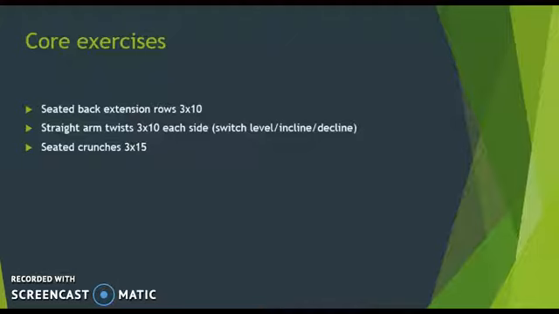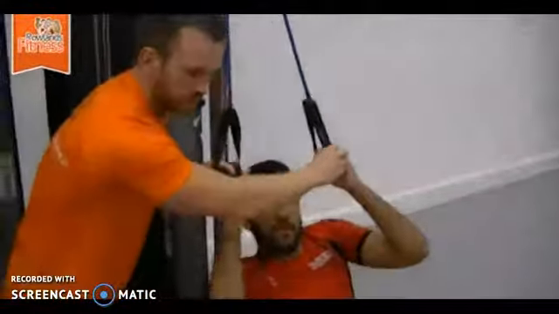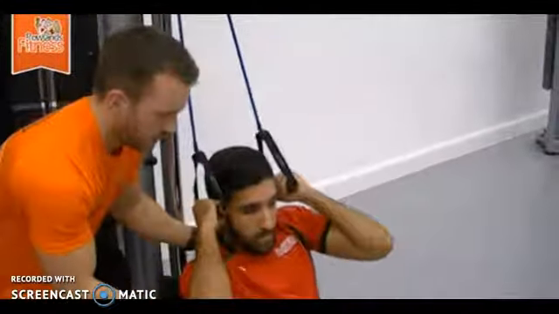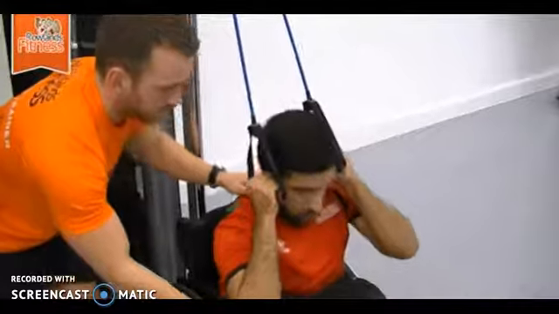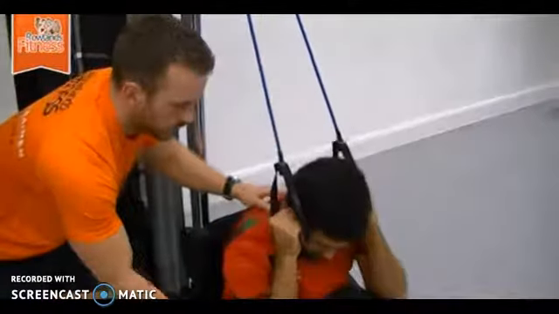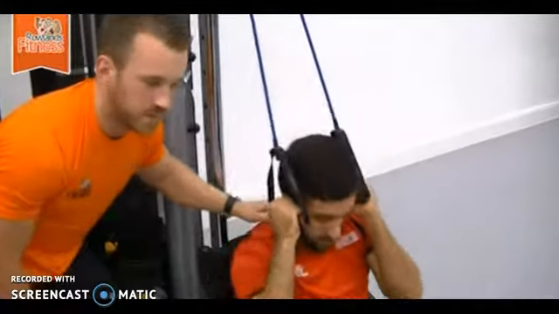The last core exercise that we're going to need to do are seated crunches, 3 sets of 15. This is also going to be used with the band. Here we see the trainer working with his patient again. He has hooked the band above his head to another stable bar, and you can see he's holding it next to his head, doing crunches, working his abdomen, working his rectus abdominis.